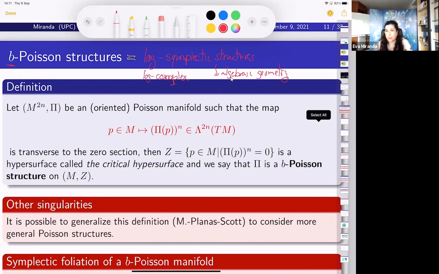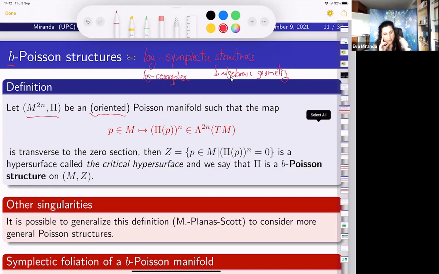And why are they attractive? Because they are easy to understand. What is a b-Poisson manifold? Now I give the formal definition. I have a Poisson structure, okay? Today I'm going to assume that it's oriented, but it's not necessarily oriented. You can define this Poisson structure on a non-orientable manifold. Today, for the sake of simplicity, let's assume it's oriented.